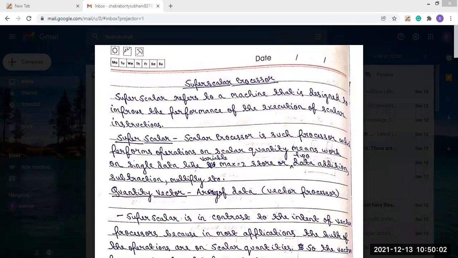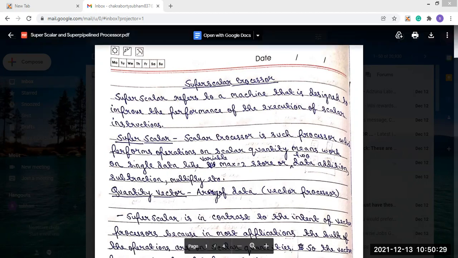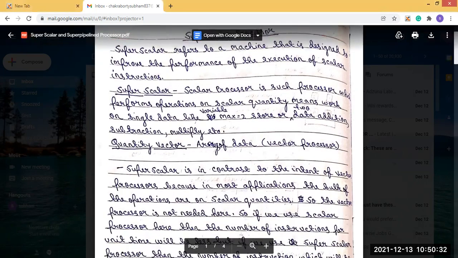Only in some cases, such as aerodynamic space simulation, image processing, and artificial intelligence, is an array of data, or large data, needed. In those cases vector processing is done. But in real life, most applications have a bulk of operations on scalar quantities. So that's why we have to use the superscalar processor or the scalar processor at that time. So the vector processor is not needed there.